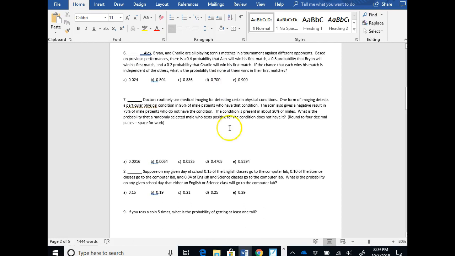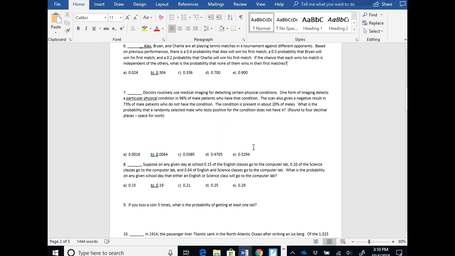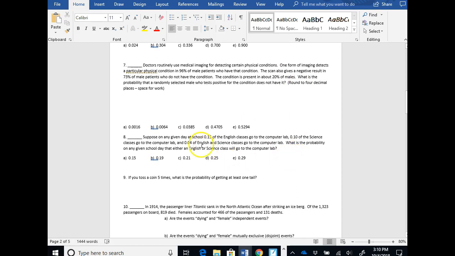Number 7 is a tree diagram. Right away you think there's a lot going on here. What am I going to start with? I'm going to start with all males. They have a condition, and they have to get tested. Make your tree diagram and check my key. On number 8, you see the word or, so make a Venn diagram.